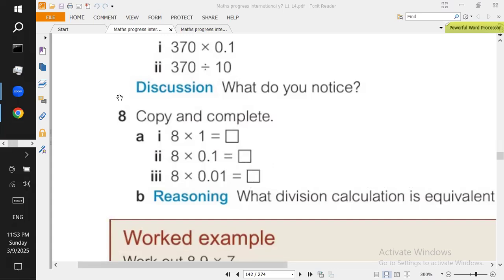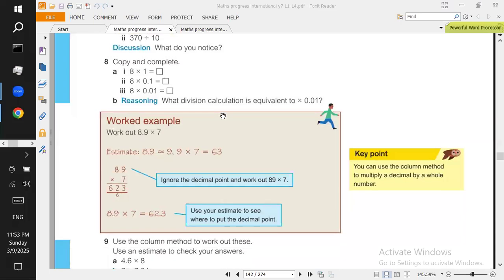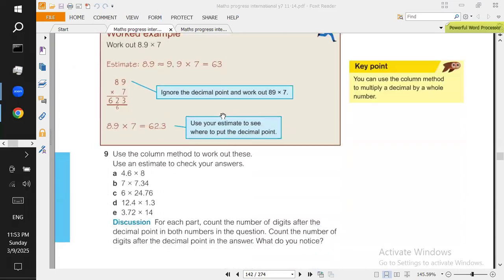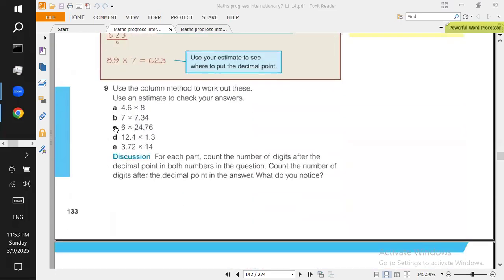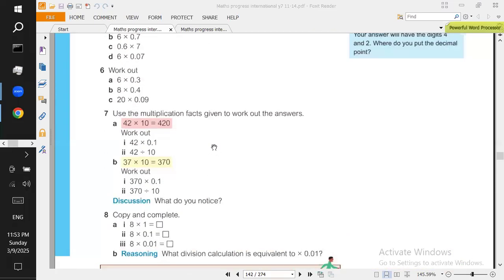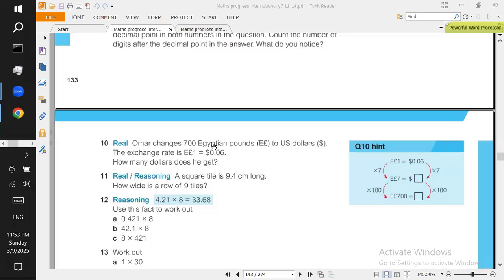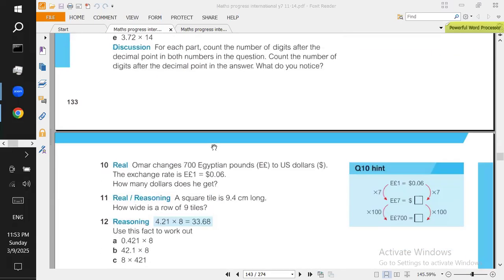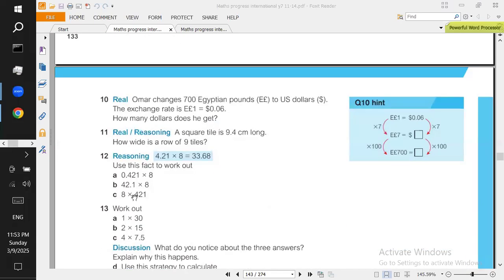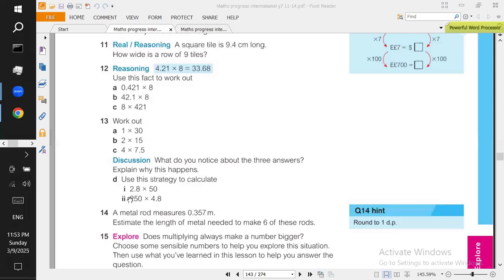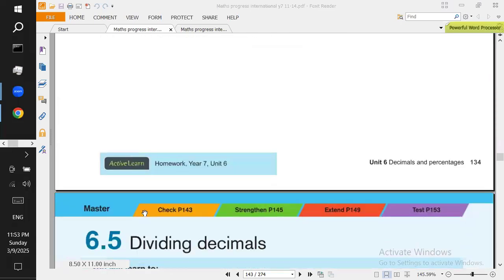I just want to make sure that we cover everything. Multiplying decimals, we talked about it. We talked about this, same idea, same questions. Same questions here. Reasoning. Same questions, multiplying decimals, and that's it for this lesson.